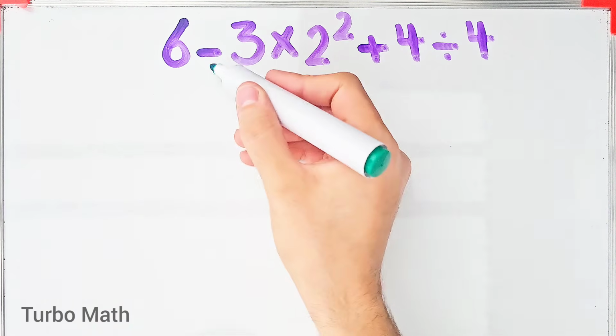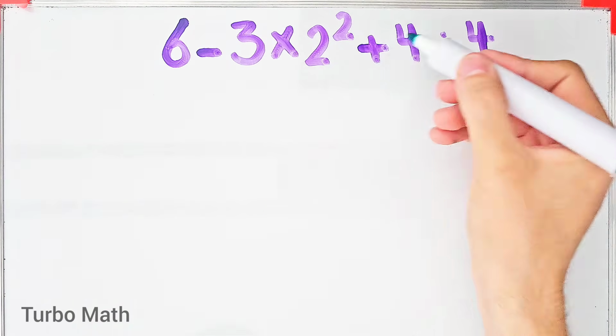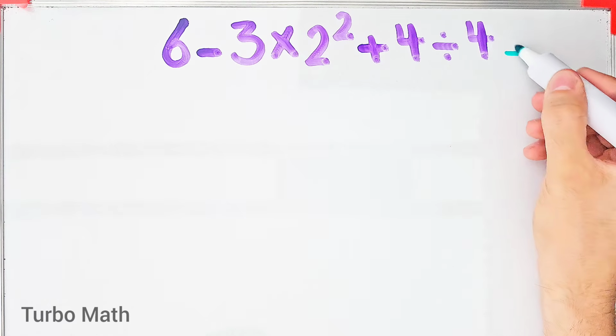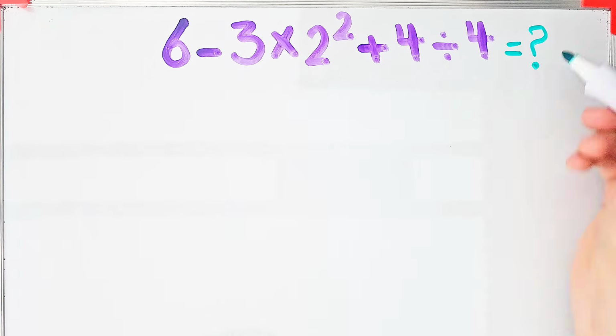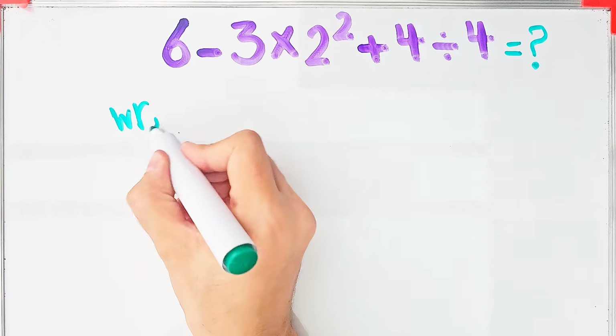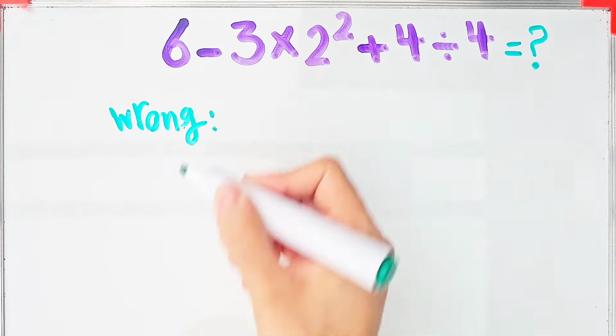6 minus 3 times 2 to the power of 2 plus 4, then divided by 4. What is the answer of this question? Can you solve it? In the wrong way of solving this question, some people solve it like this.